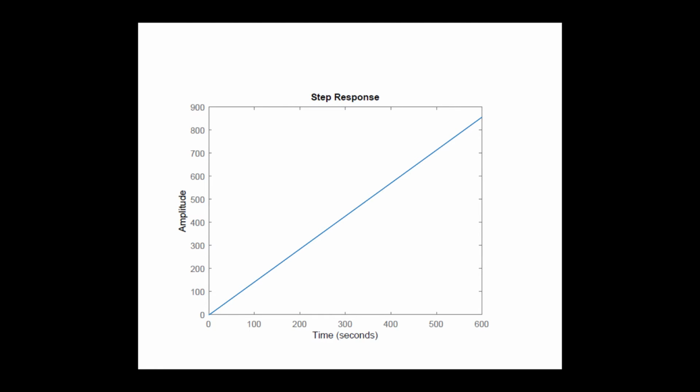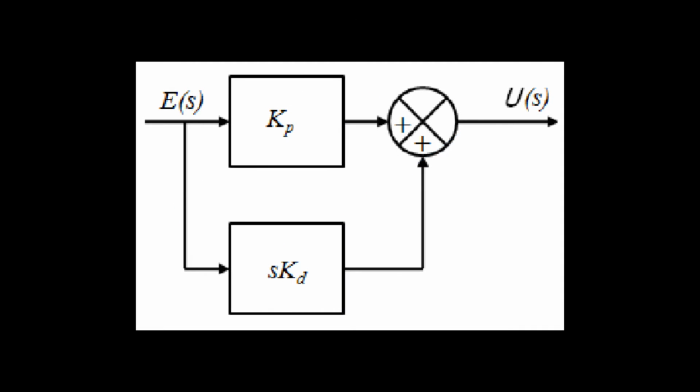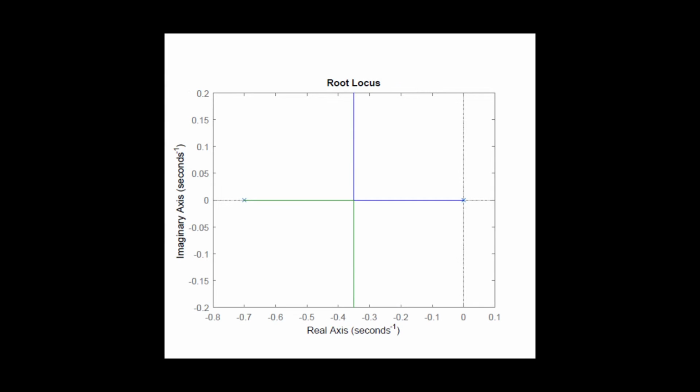For this application, we decided that a PD controller was the only type of controller that would meet our design goals. Because our system is a Type 1 system, a PD controller results in zero steady-state error. Shown is the open-loop root locus of our system. Our open-loop transfer function has no zeros, but has poles at 0 and negative 0.7.